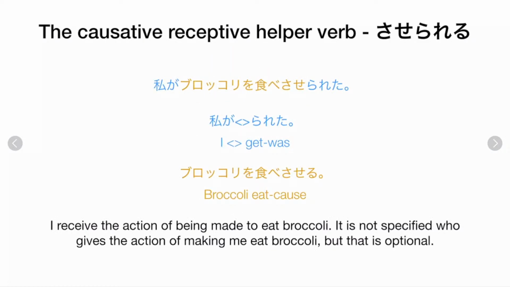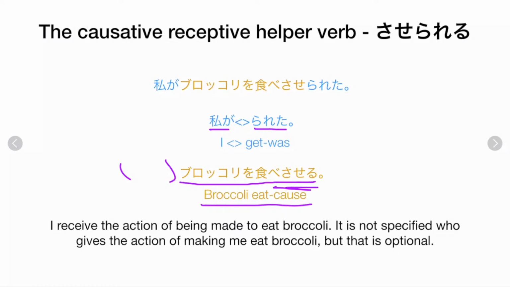Right? And here it is color-coded. So, watashi ga rareta, I got. What did I get? Broccoli o tabe saseru. So I got the action of being caused to eat broccoli. It doesn't say who made me eat broccoli, right? And we can choose if we want to say who gave me this, right? By using our normal saseru forms.